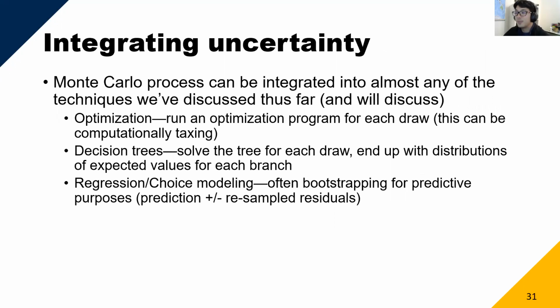So Monte Carlo can be integrated into tons and tons of different techniques: optimization, decision trees, regressions, and choice modeling. This is a super handy technique anytime you are aware of uncertainty. You can almost always apply this sort of analysis to your model to get a better sense of uncertain outcomes.